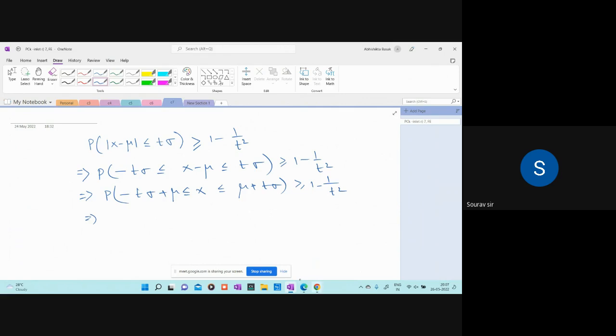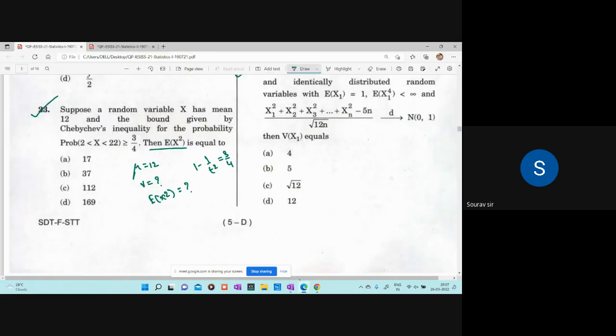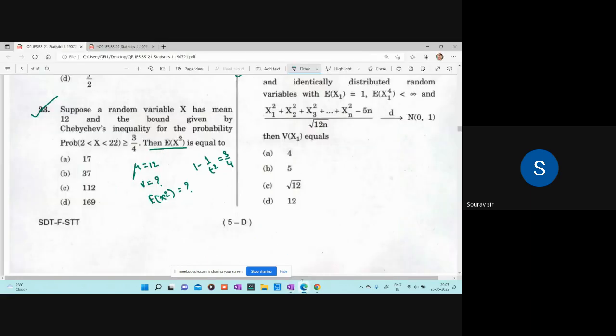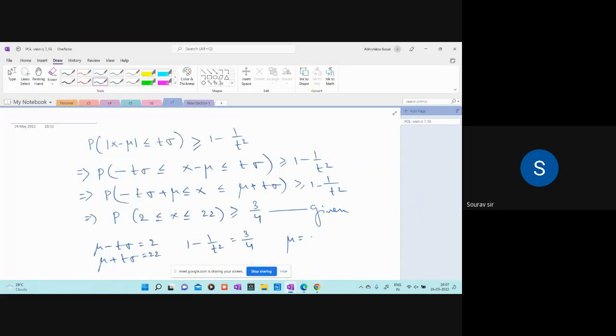The values given over here are 2, 22, 3 by 4 and 12. So basically this is probability 2 less than or equal to x less than or equal to 22 is greater than or equal to 3 by 4. This is actually given. So I can write mu minus t sigma equals 2, mu plus t sigma equals 22, 1 minus 1 by t square equals 3 by 4, and mu is given to be 12.